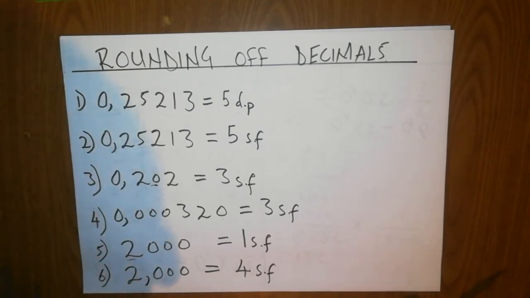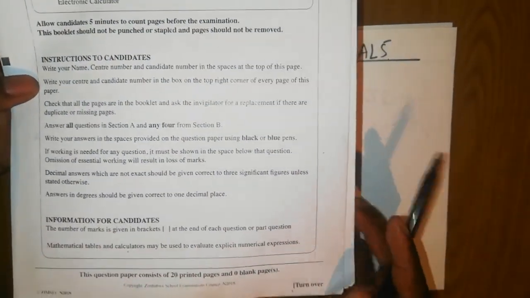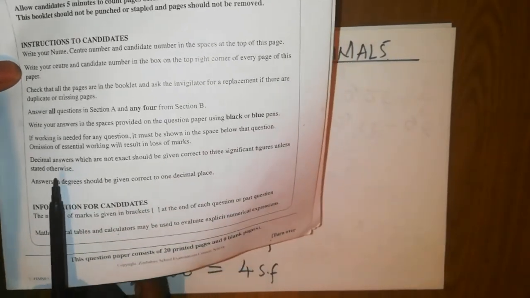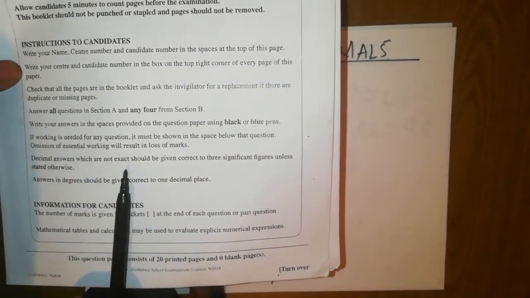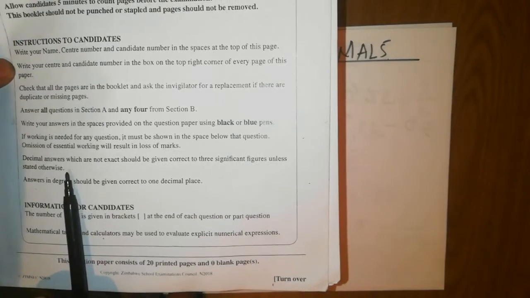And what you also have to understand is that this is one of the very important topics in maths, just because it comes as an instruction from most of the question papers. So I'll show you from the instructions of our question papers that we have here. There is our instruction: decimal answers which are not exact should be given correct to 3 significant figures unless stated otherwise.